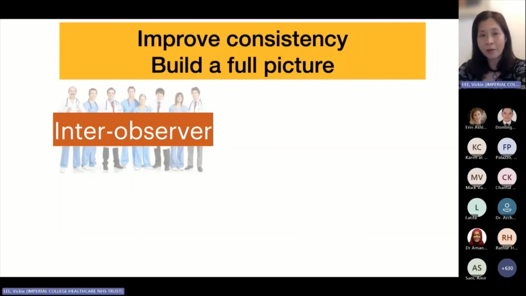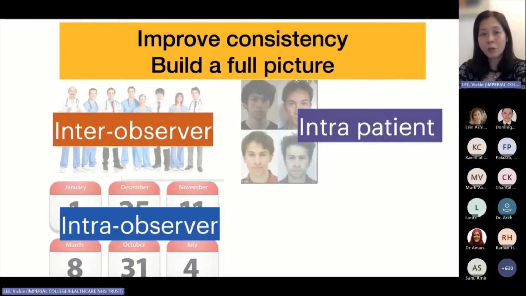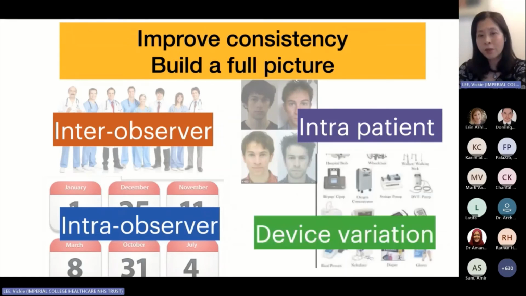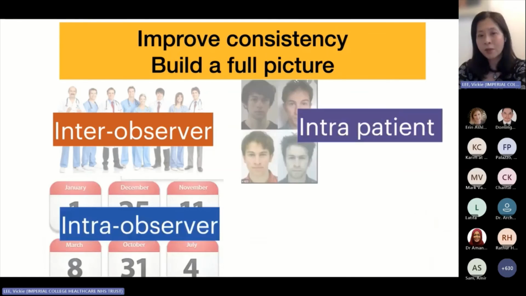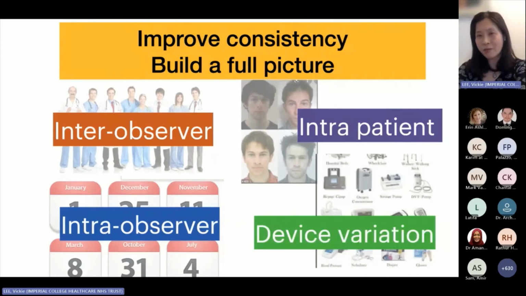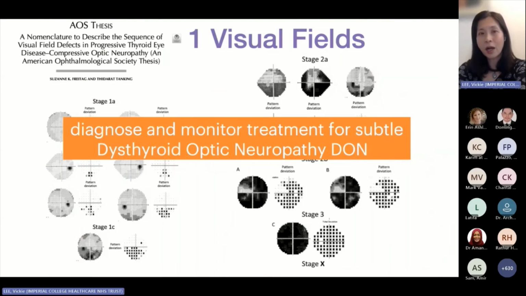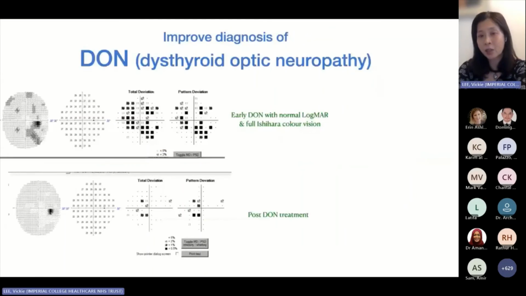So how can we improve the assessment? Well, we have to bear in mind what variabilities there are. There can be variability between observers, between the same observer from day to day, between the patients even from day to day, and of course between different devices. So I suggest and recommend that you use several different assessments to build a full picture. Many of us are familiar with visual fields. They can diagnose and monitor treatment and also detect subtle sight-threatening disease.